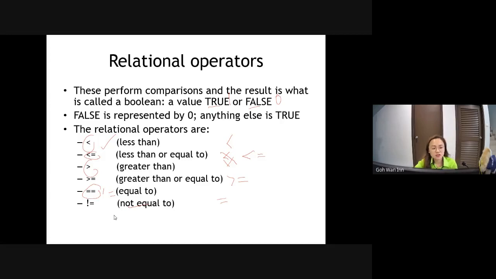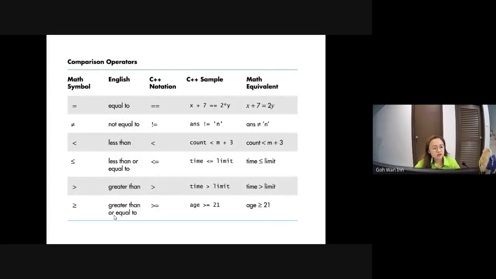This is the relational operators. You will use this a lot when you are in chapter 6. So let's look at the example. Comparison operators. As I said, I already explained this. So you have equal to, not equal to, less than, less than or equal to, greater than or equal to.